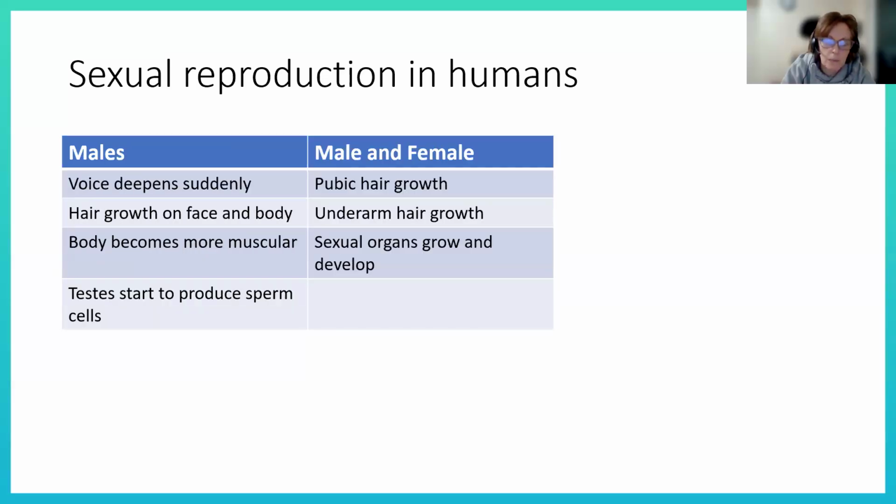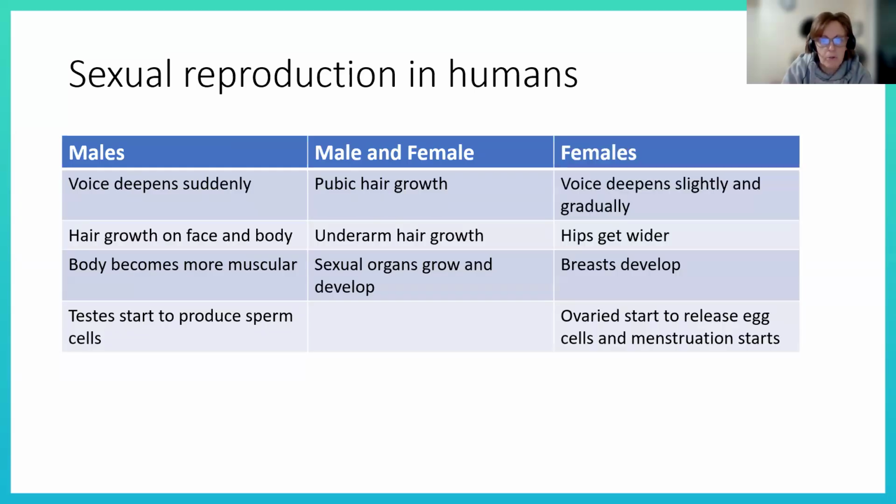So those are common to both male and female, but males get a deepening voice, which deepens suddenly. They get hair on the face and on the body. The body becomes more muscular, significantly so compared to the woman, and the testes start to produce sperm cells. Female's voice deepens as well, but it's much more gradual and it doesn't get as deep. The male voice deepens very quickly and gets a lot deeper.